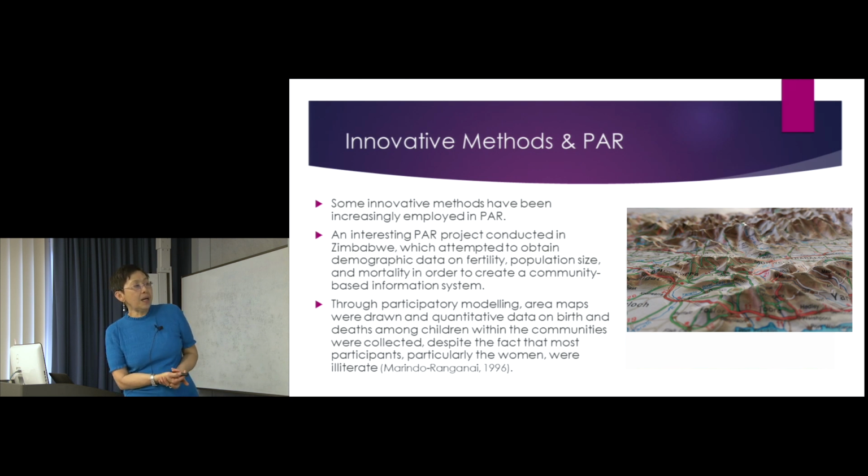Now here, I just give you an example of a PAR project in Zimbabwe. That project tried to obtain demographic data on fertility, population size, and mortality so that they could create a community-based information system. What they did is use participatory modeling. Area maps were drawn, and then they used a bit of quantitative data on births and deaths among children within the communities. They collected them, and even women who were illiterate, that means they can't read, they can't write, were able to participate in this participatory modeling way.